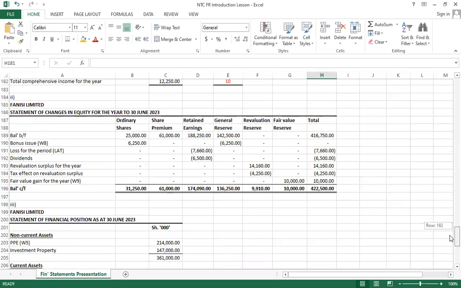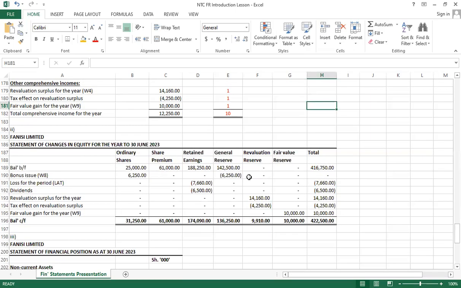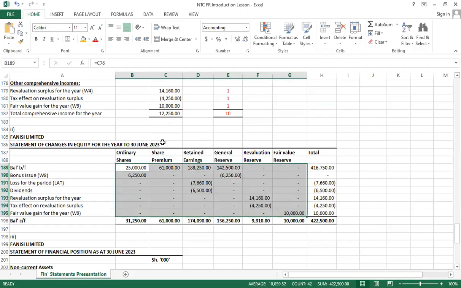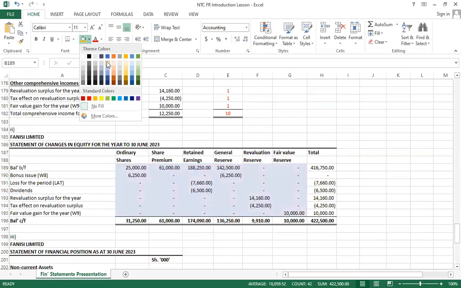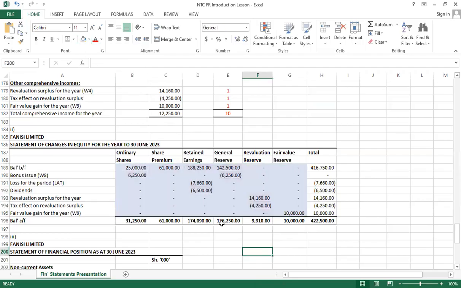Now, when you come to the statement of changes in equity, allow me to highlight what we mark. We mark the body of it. We don't mark those carried forward balances, those totals. But the final total for all, that is marked.